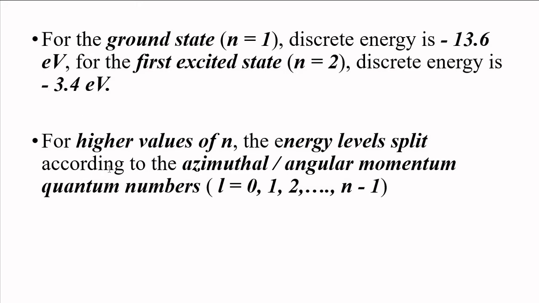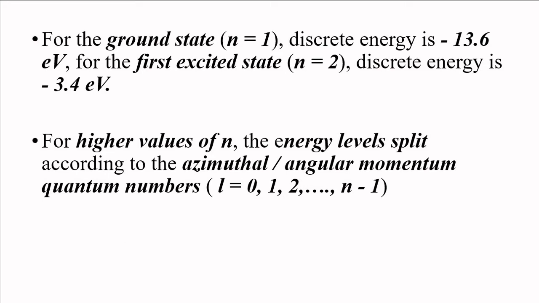For higher values of principal quantum number, higher orbit levels, the energy levels split according to the azimuthal or angular momentum quantum number. That is a bit of physical chemistry involved here, so we will not go deep into that.